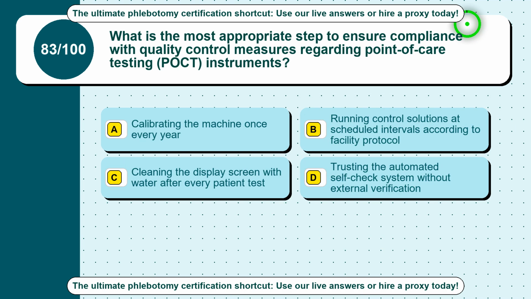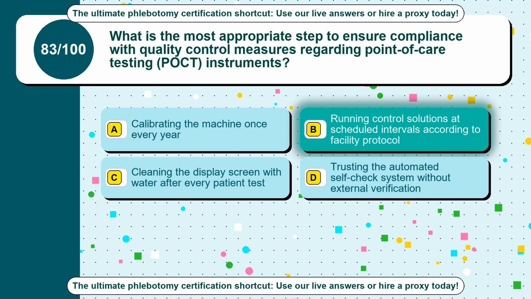Question 83. What is the most appropriate step to ensure compliance with quality control measures regarding point-of-care testing, POCT, instruments? Option A. Calibrating the machine once every year. Option B. Running control solutions at scheduled intervals according to facility protocol. Option C. Cleaning the display screen with water after every patient test. Option D. Trusting the automated self-check system without external verification. The correct answer is option B.